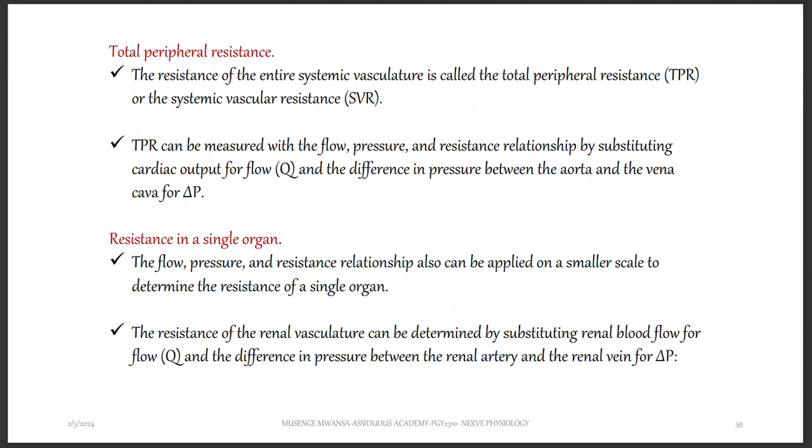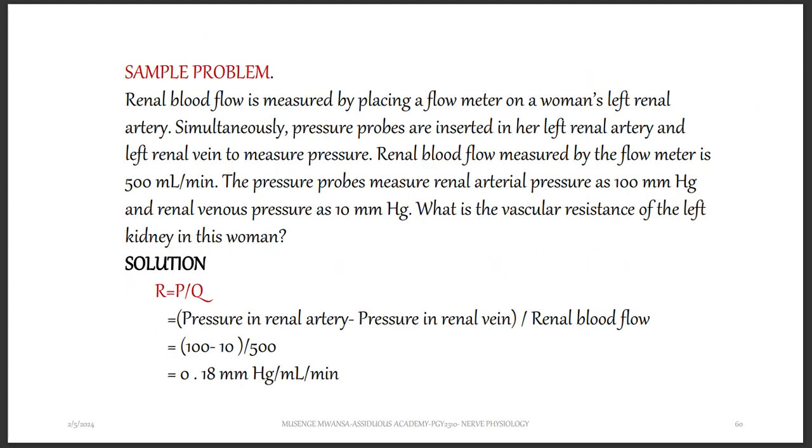Total peripheral resistance is the resistance of the entire systemic vasculature and is also called the total peripheral resistance. TPR is also known as the systemic vascular resistance. It is the resistance as blood is moving to the other body parts. And then you also have resistance in a single organ as blood is going to that organ.